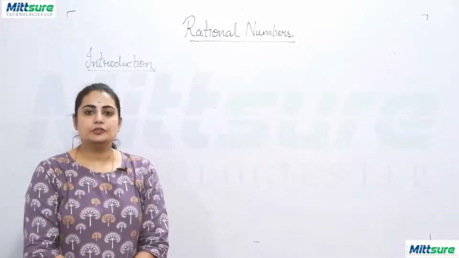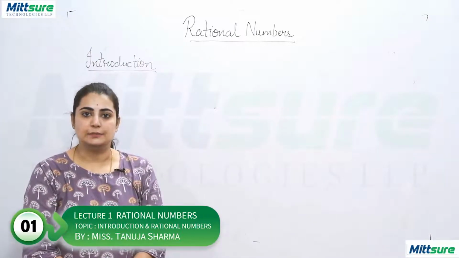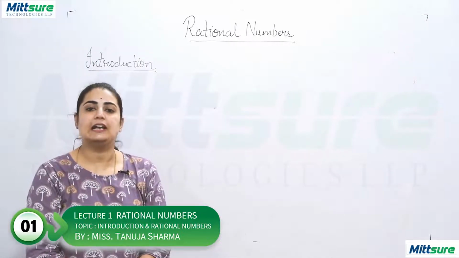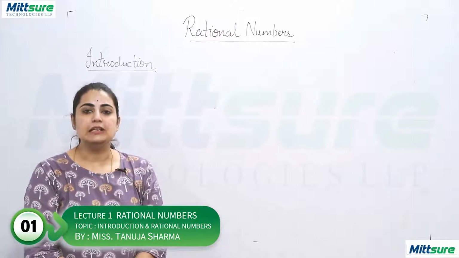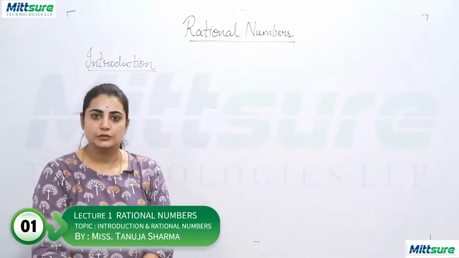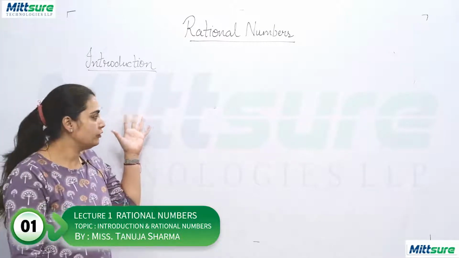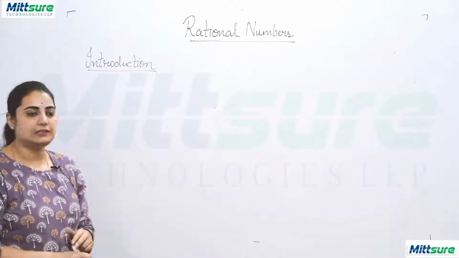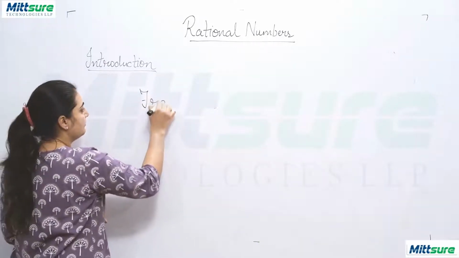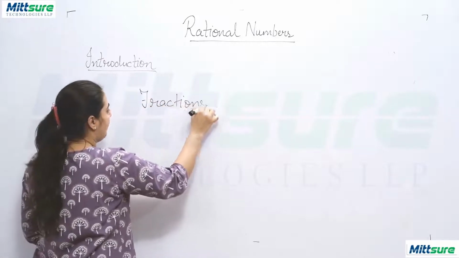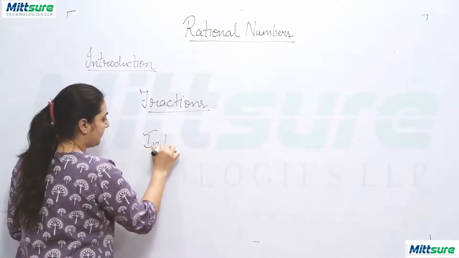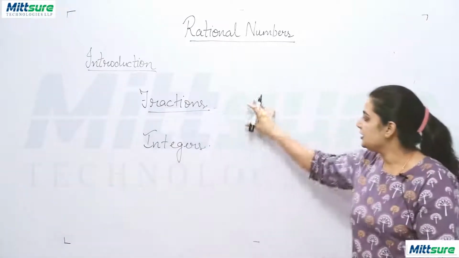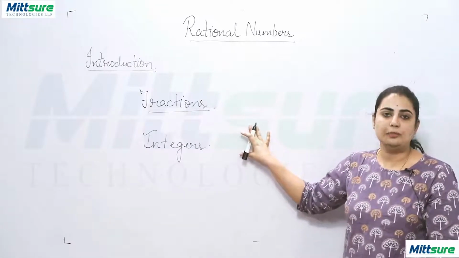Good morning. Today's topic that we are going to study is rational numbers. Rational numbers are the kind of numbers which we use in our daily life very often. To begin with, we will be dealing with the introduction of rational numbers today. Before we come to the introduction, we will be discussing two types of numbers, that is fractions and integers. Fractions and integers you have learnt in your previous classes.